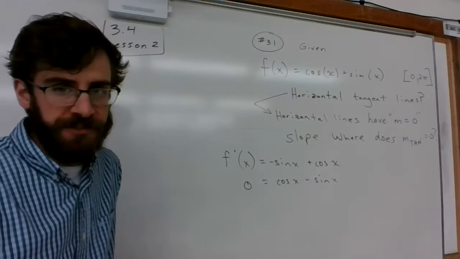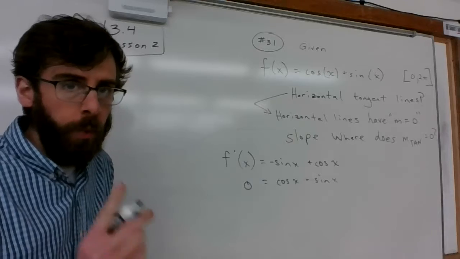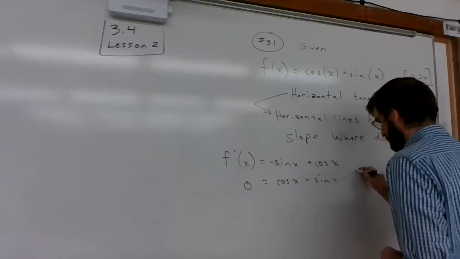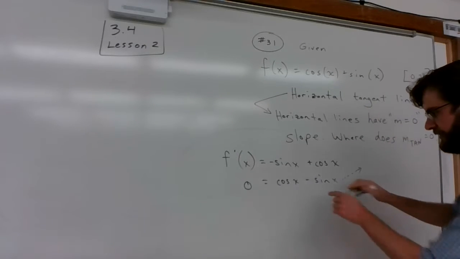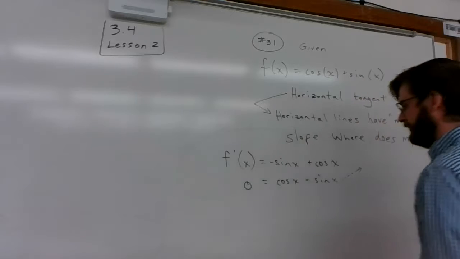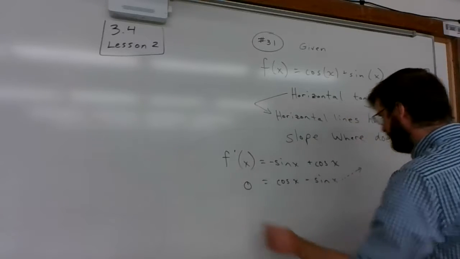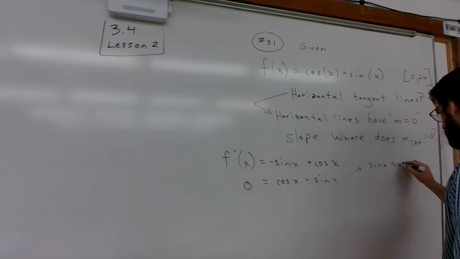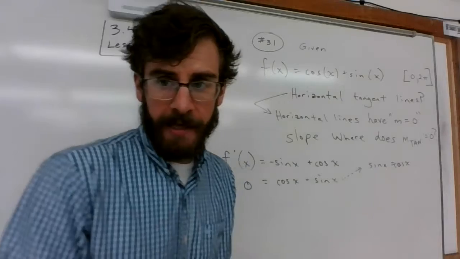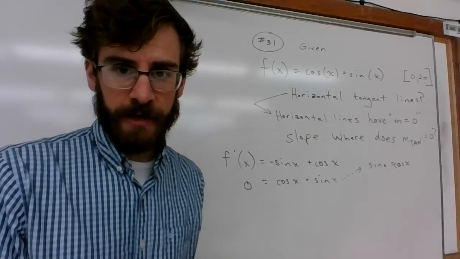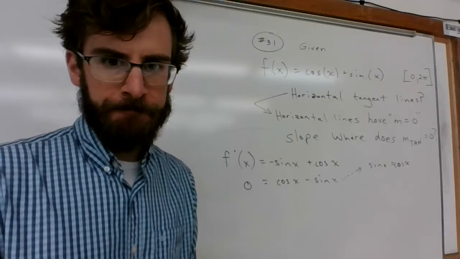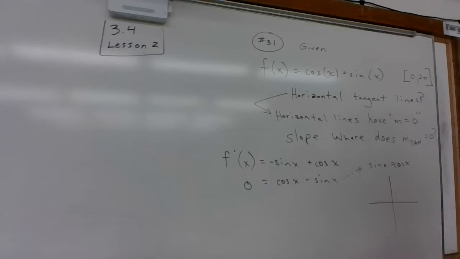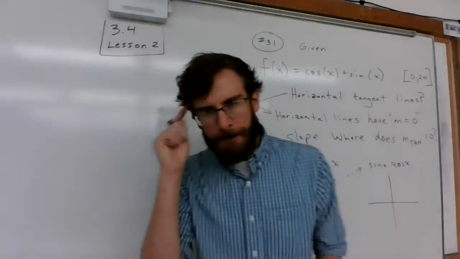Okay, so I've got 2 options here. One, I can be a little more analytical with this. What I mean by that is, let's say I move the sine of x to the left-hand side. Add sine of x to both sides. I could just ask myself, hey, where does the sine of x equal the cosine of x? And then just think through it using the unit circle. So hopefully you guys are thinking about pi over 4s.